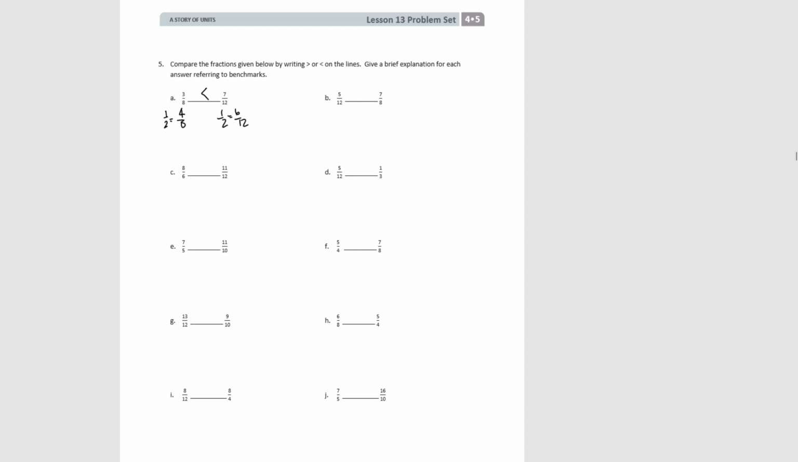Okay, for B, 5/12 is less than 1/2, since 1/2 would be 6/12, and 7/8 is more than 1/2. In fact, it's almost 1, so 7/8 would have to be larger. So 5/12 is less than 7/8. Try C.